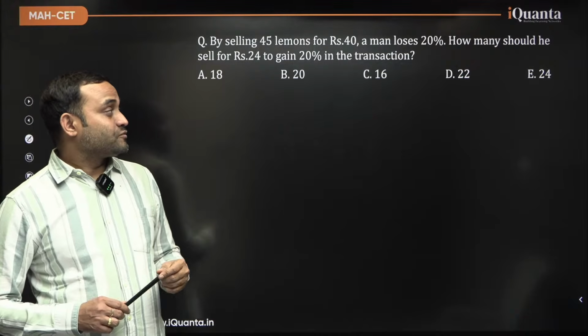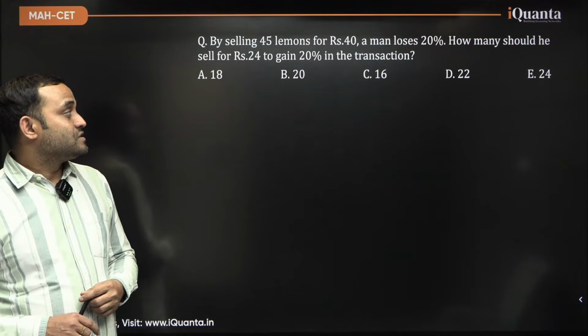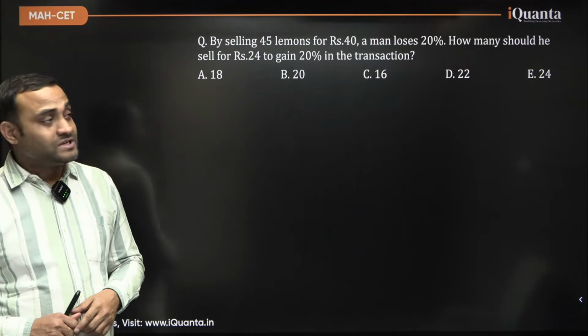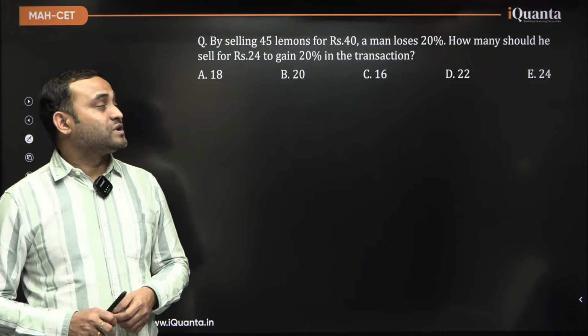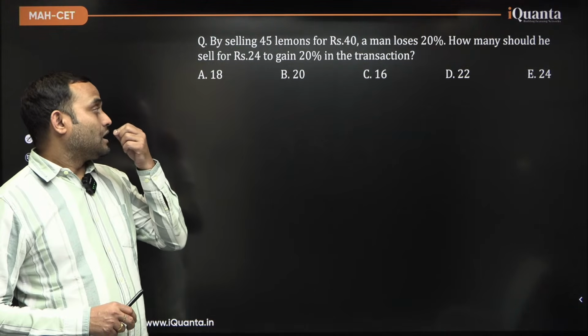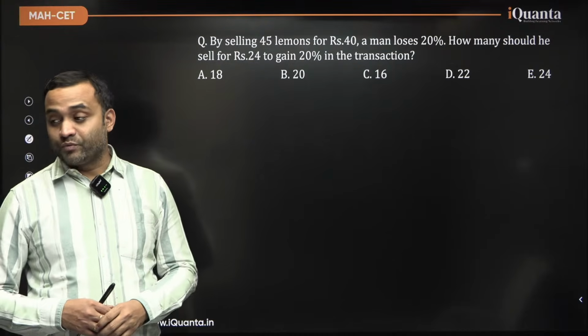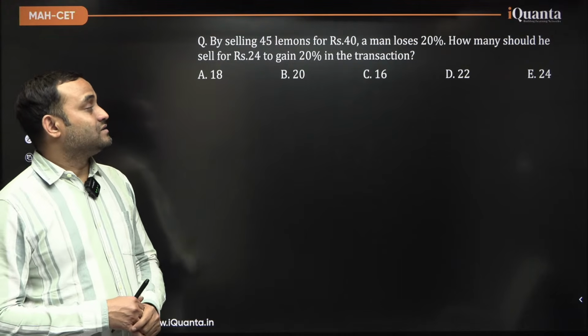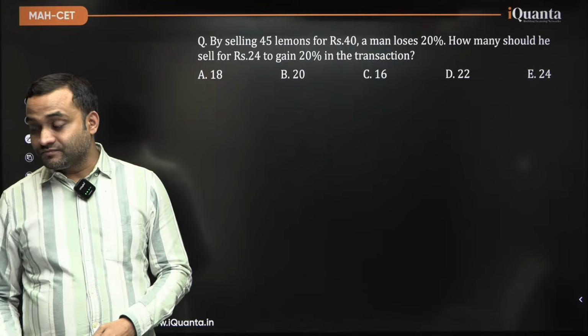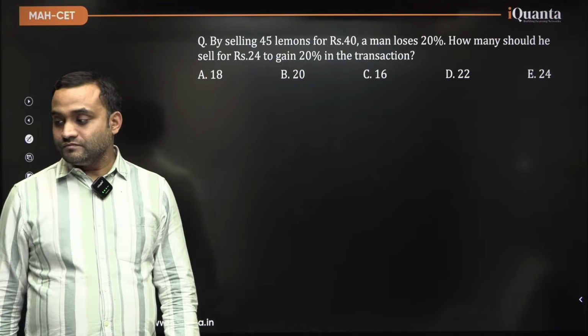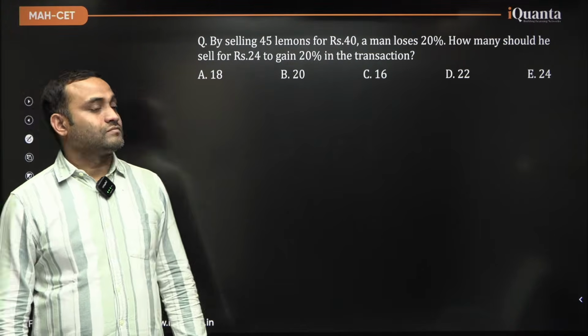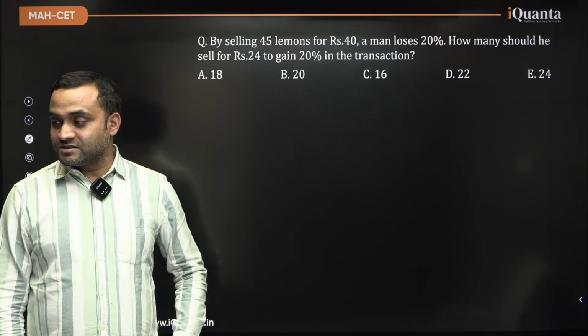Usually in these type of questions we try to find the cost price per lemon, then we find the selling price per lemon, and then we find how many lemons could be sold in 24 rupees. But there is a shortcut that we can use here. But first let me know your answers.